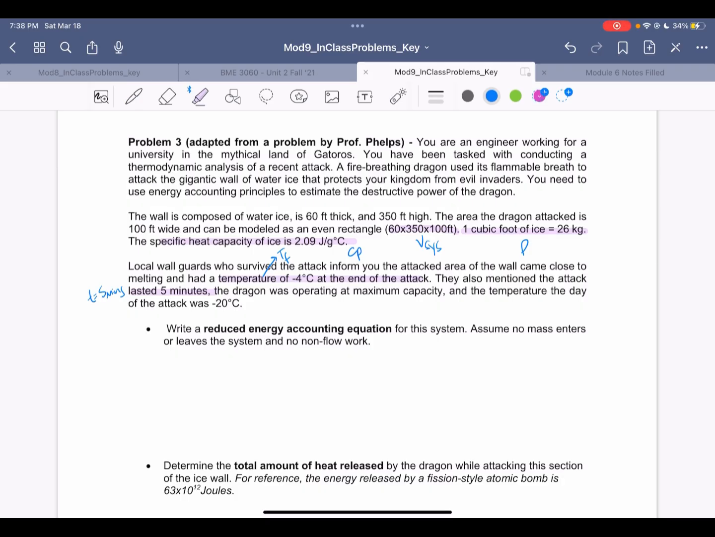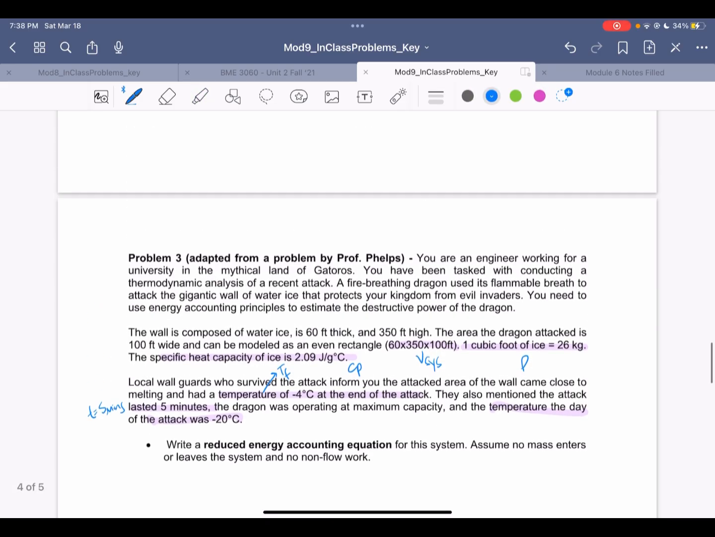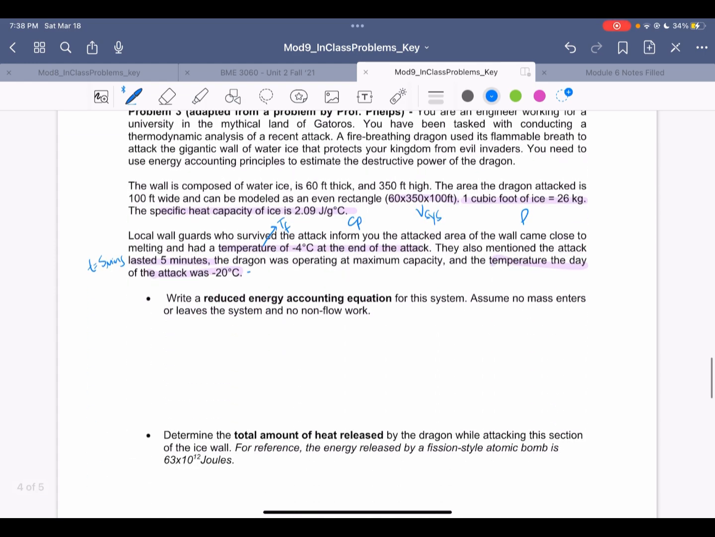And the temperature the day of the attack was -20 C. So I'm going to take that to mean that my initial temperature was -20. I'm going to assume that the temperature of the wall of ice had equilibrated with the ambient temperature and was -20 C at the beginning of the attack. Okay. Next thing, as always, is to think about my assumptions for this problem.